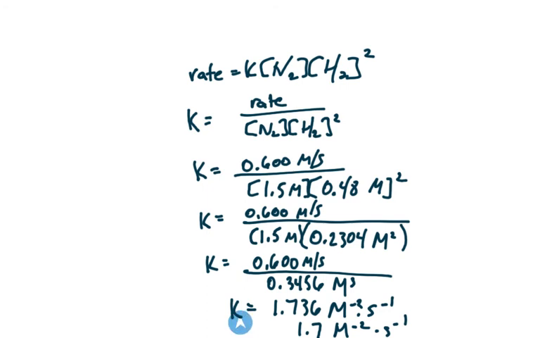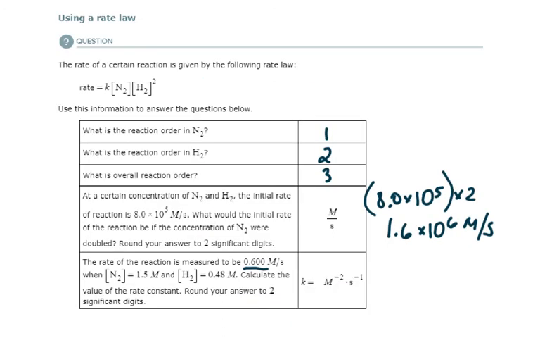Notice again that K is fairly large. It's pretty big, unlike the last example. But this reaction proceeds very, very quickly. Okay? So we place this 1.7.